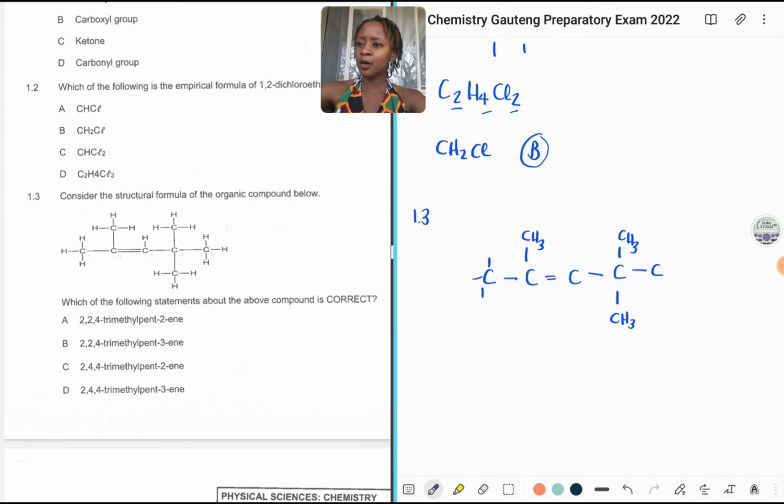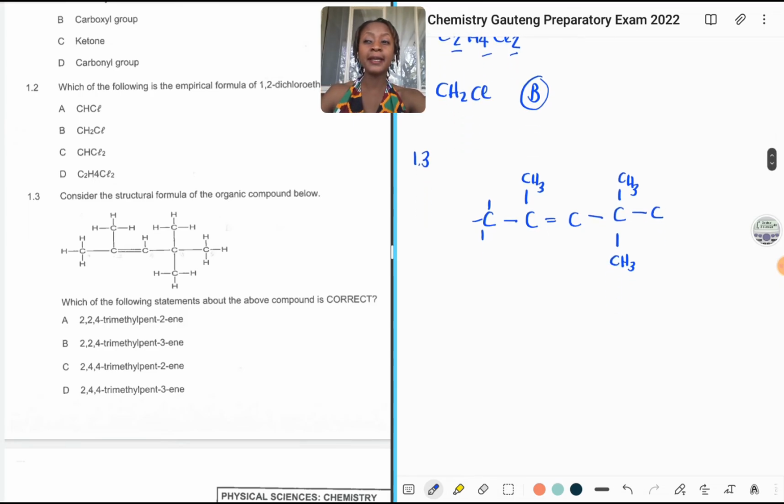So, 1, 2, 3, 4, 5. It's 5 carbon atoms in the longest chain. Even if I start from the carbon on top, it's still the same. And we have a double bond, so it's not pentane, it has to be pentene. Pent something ene. Now we need to see which way we are counting, from here, 1, 2, 3, or from here, 1, 2, 3? I would look where the double bond is. It's on the second carbon, so I will count from left to right, not right to left.